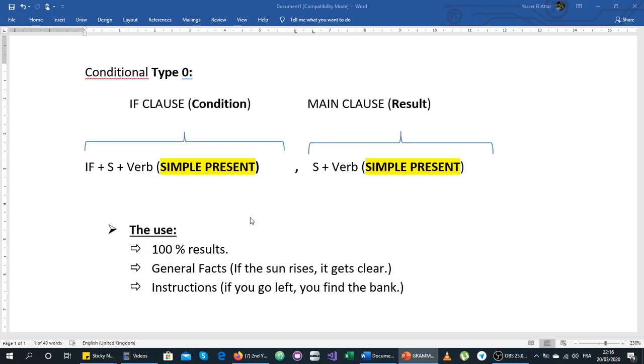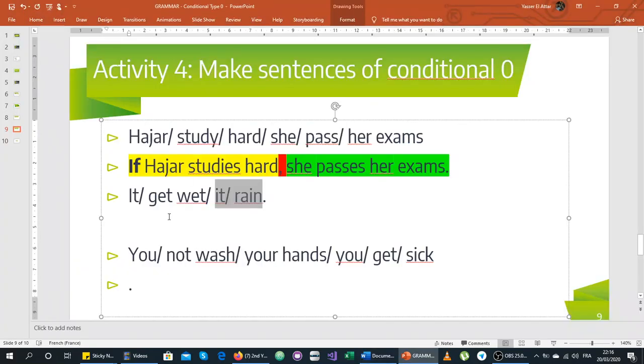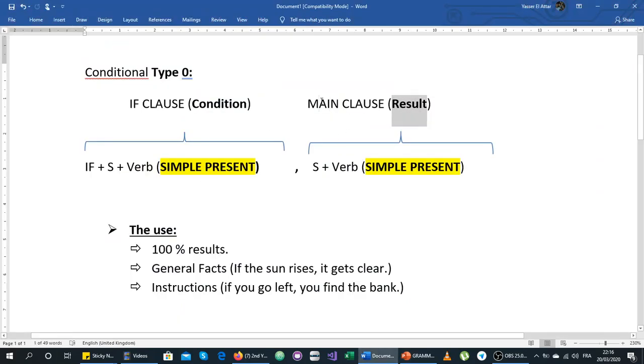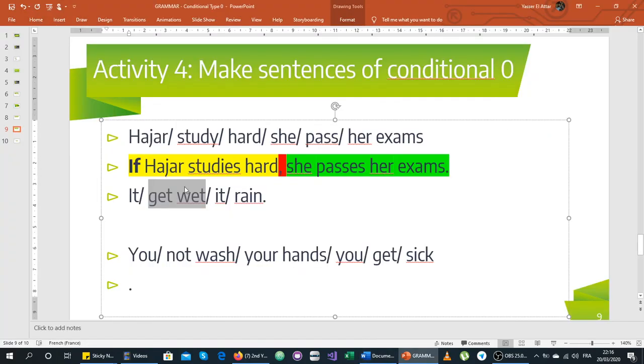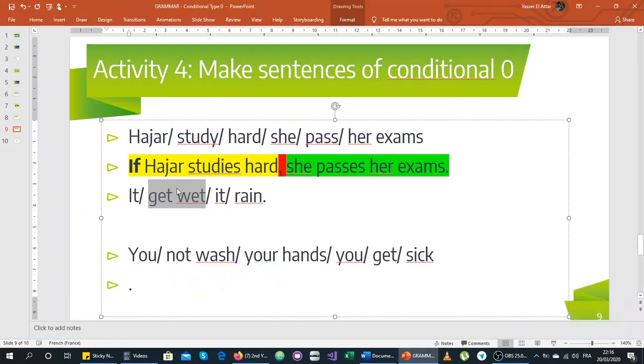Okay, so what do we have? The condition, we put it in the if clause, and the result is in the main clause. So in this conditional sentence, we are going to start with the result, which is the main clause. What is the form of the main clause? It is the subject plus the verb in the present simple. So what is the subject? It. Okay, so we start with it, and the verb is get.